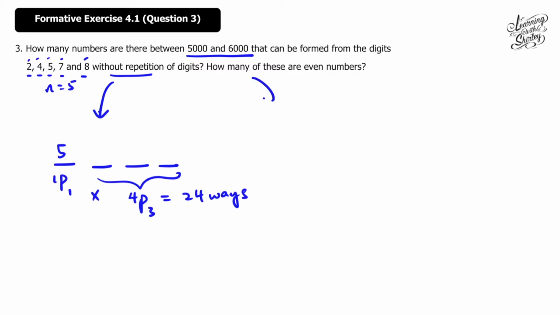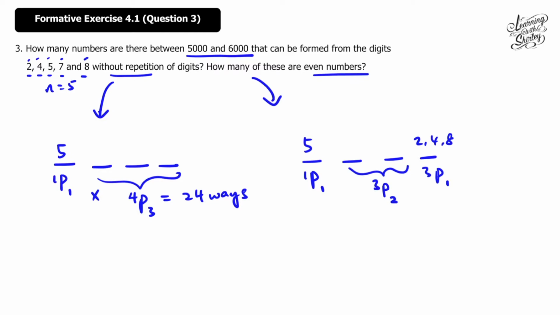And then for the second question, even numbers, it means that the last place must be an even number. So the last place can be either 2, 4, or 8, which means that it's 3P1. And then the first digit must be 5, which means it's 1P1 way. Since 2 digits have already been taken for the first and the last place, therefore only 3 digits are left, P2 because there are 2 spaces, so 3P2. And then we multiply them together, and we'll get 18 ways. And that's the answer.